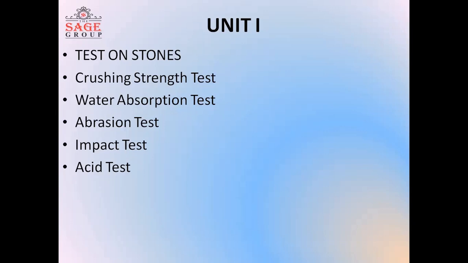So the tests which we are going to study are the crushing strength test, to find out the strength and the compactness of the stone; the water absorption test, to find out what percentage of water is absorbed by the stone; then the abrasion test, to find out the wear and tear due to continuous impact and continuous contact action between the stone particles or stones and other material, so that on this basis we can decide whether a particular type of stone should be used on a pavement surface or not. Then the impact test and the acid test.